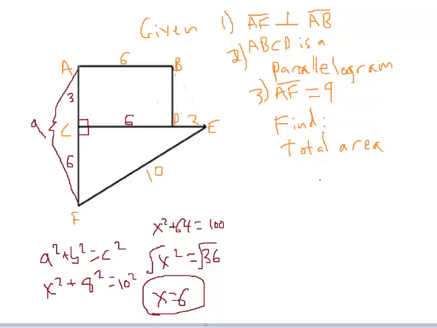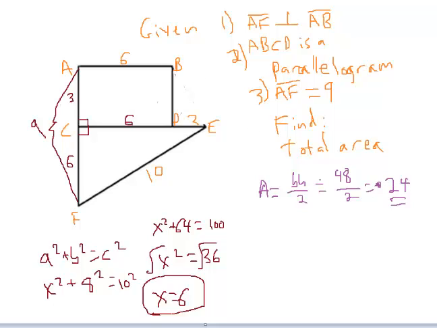Let's do the area of the triangle first, and then we'll do the area of the rectangle. So the area of a triangle is the base times the height divided by 2. This is a right triangle, so it's very simple. The height is 8, that's this, and the base is 6. So it's 8 times 6, which is 48, divided by 2, which is 24.